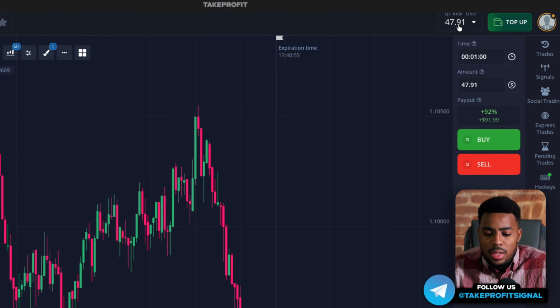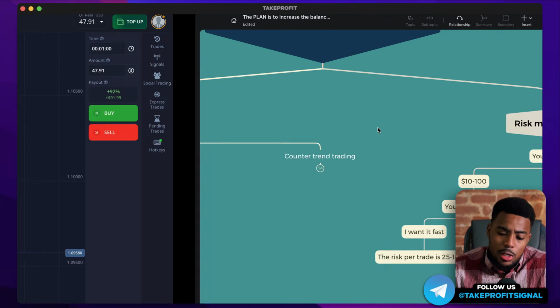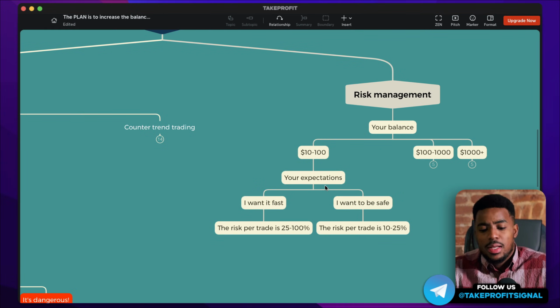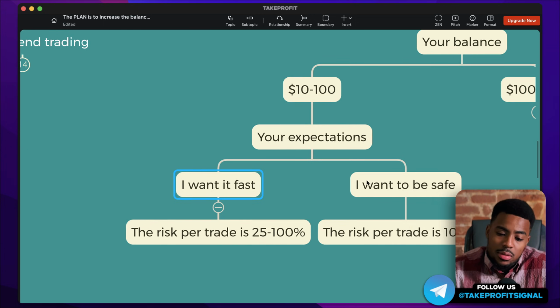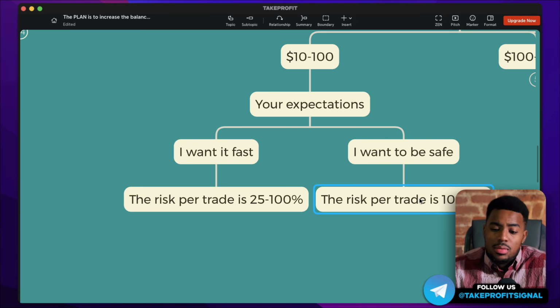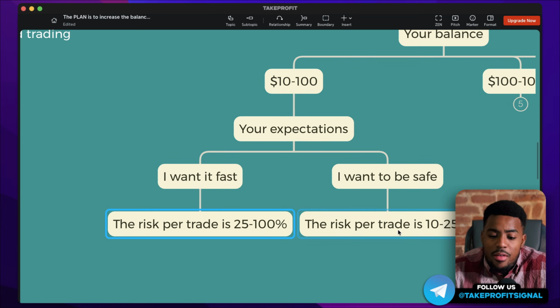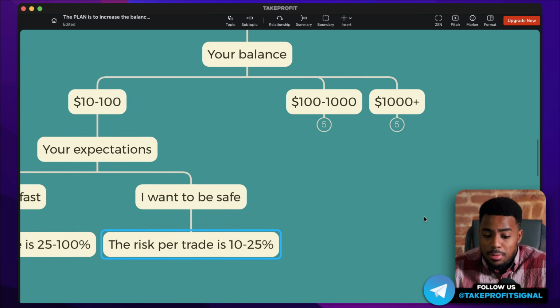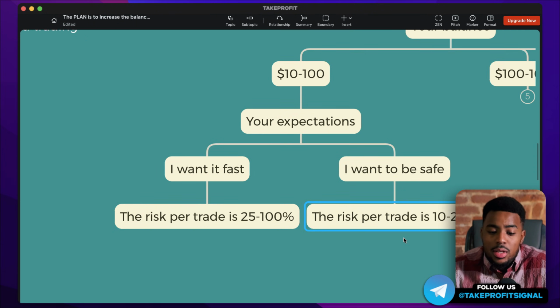For the sake of the experiment, my balance is $47. Clearly, this amount means absolutely nothing to me. I am not afraid to lose it. So depending on your expectations, whether you want to increase your balance quickly or safely, you choose a certain risk per trade.